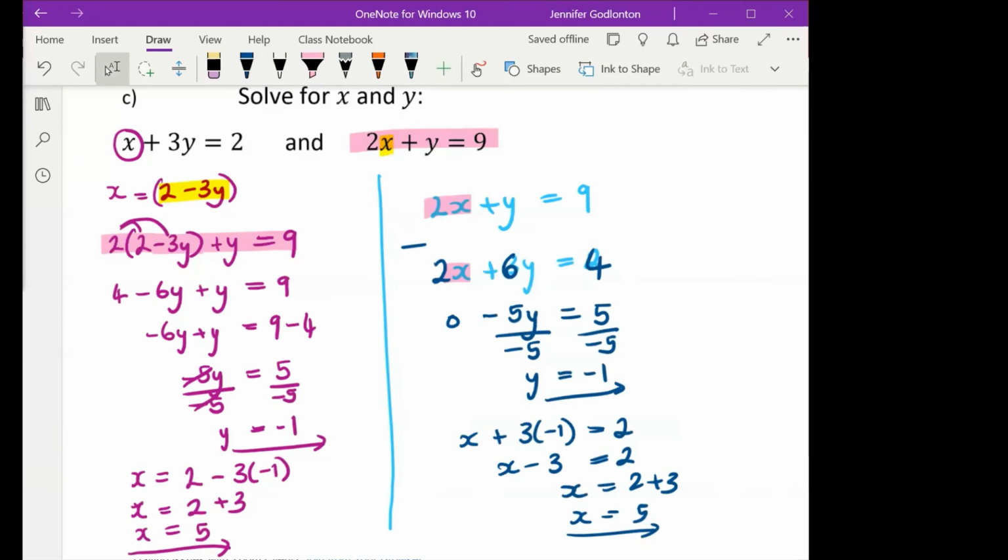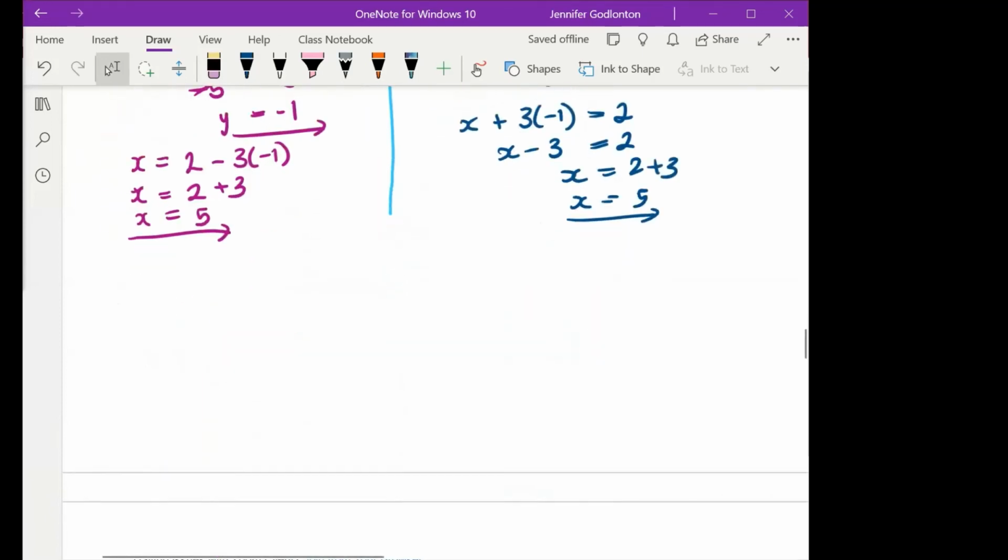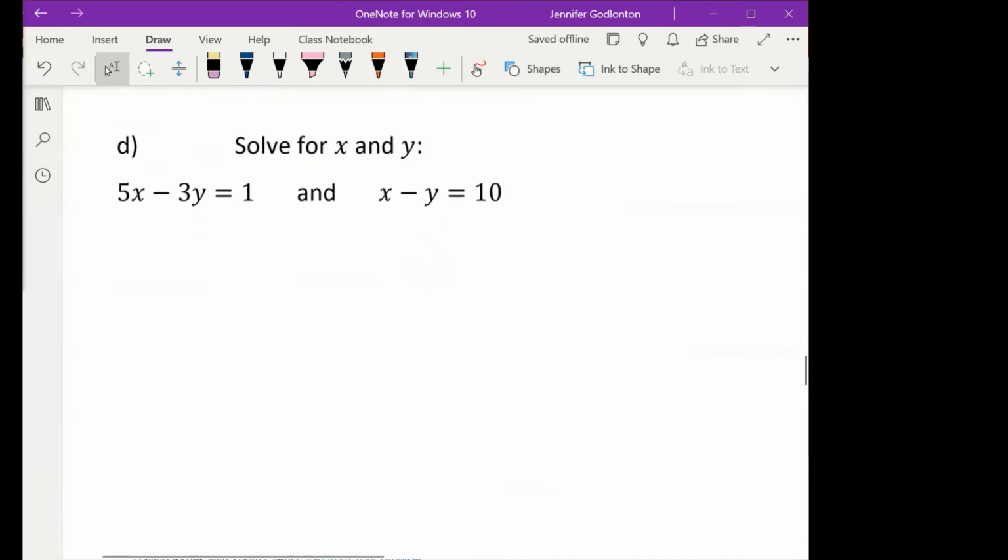It just depends on which one you feel more comfortable doing. Nice job, guys. Let's try and do one more for the evening, and then I'm going to hand you over to Mr. Shongwe to do your quiz. Let's try and fit one more in for tonight. Let's do this one.